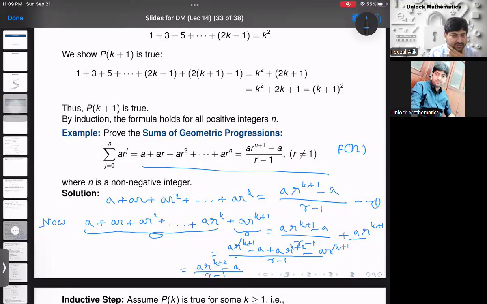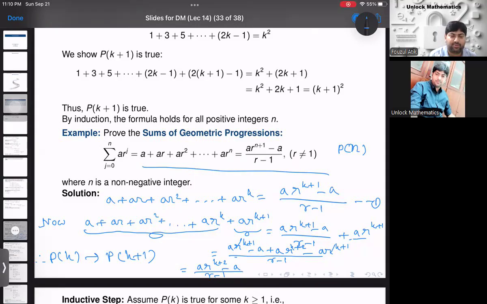Huh? So what you got? You got Pk plus 1 is true. Therefore, Pk plus 1 is true. But how do you prove? You have taken the help of Pk. Right? So therefore, Pk implies Pk plus 1. Therefore, Pk implies Pk plus 1.